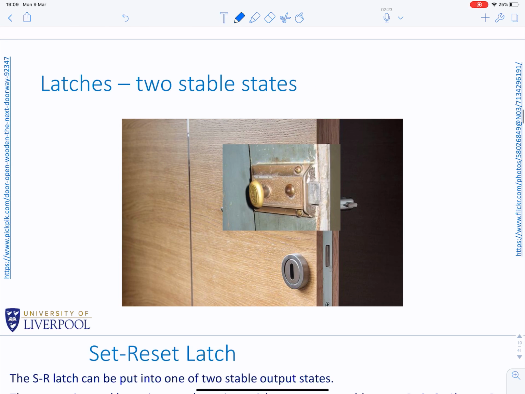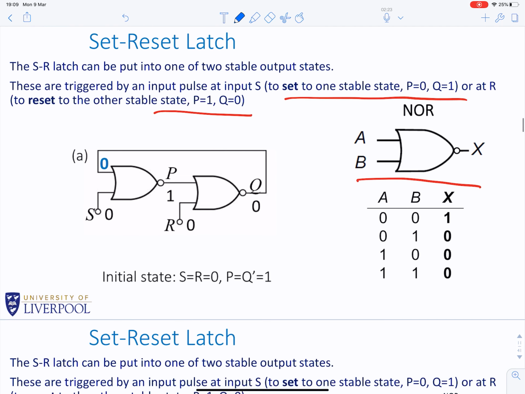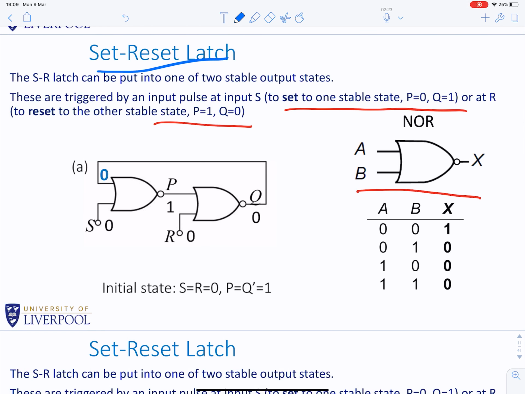Then let's look at the latches, which have two stable states. The set-reset latch, which is the SR latch, can be put in one of the two stable output states. They are triggered by setting the input, the set input pulse. So the question is why is it an input pulse? Yes, that's intuitive. As long as there's a pulse in S, we can set it.